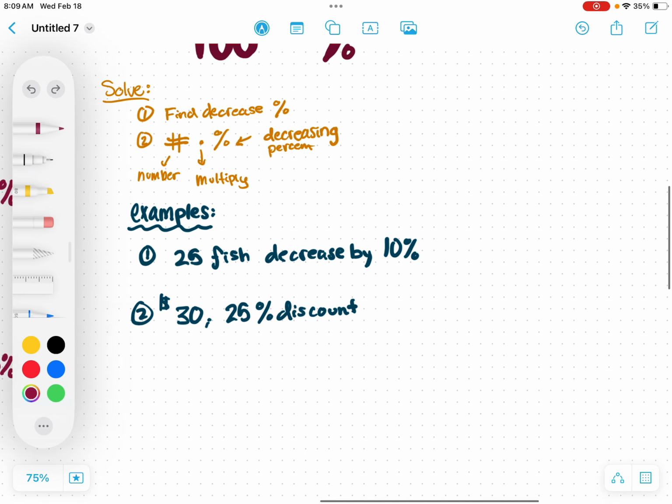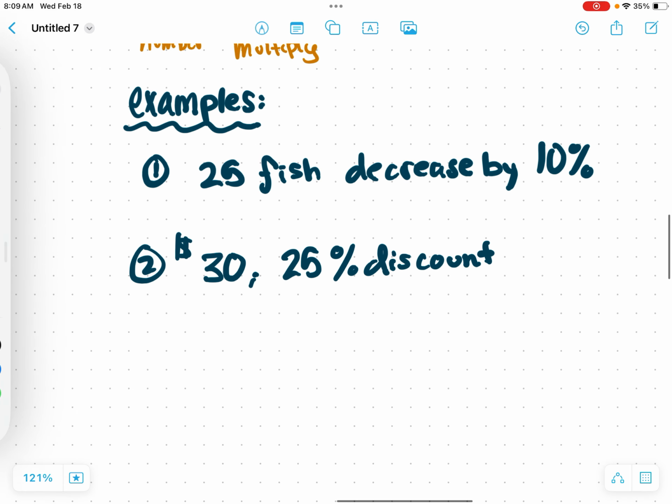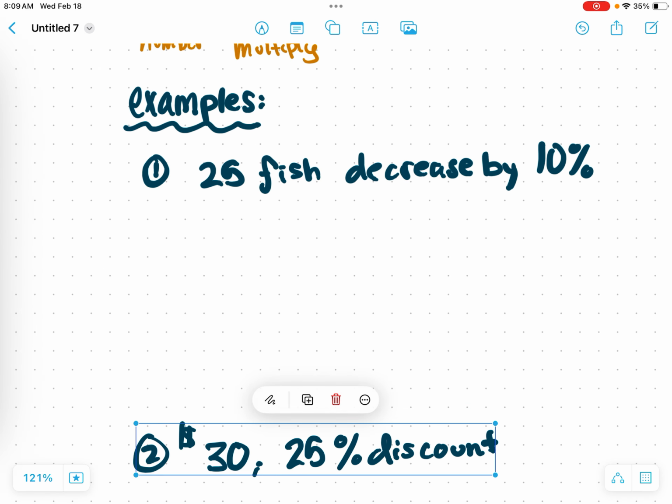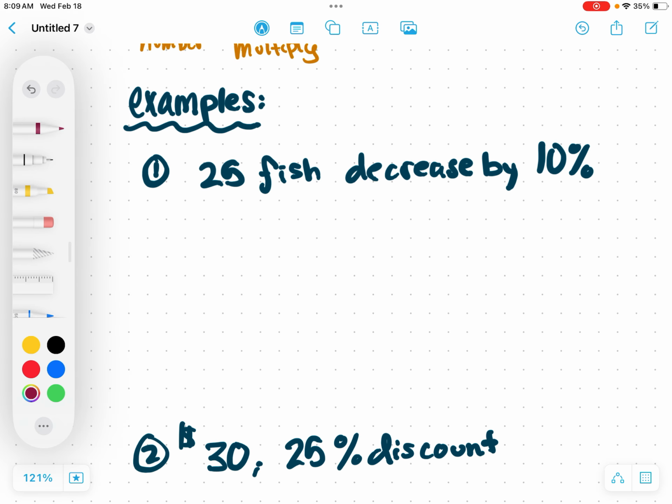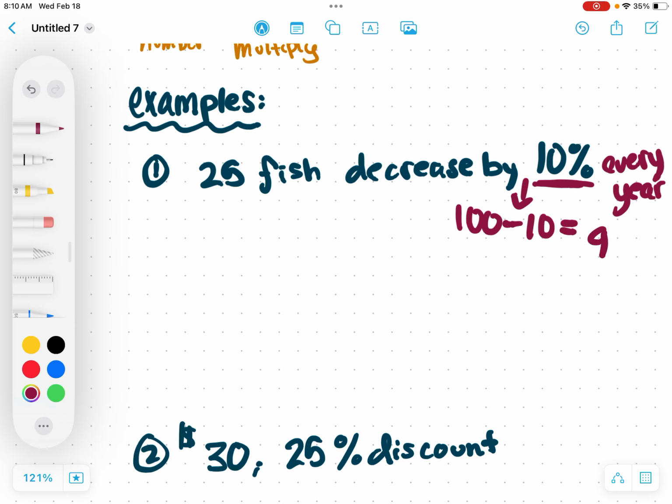Say we have a population of fish. We have 25 fish, and your population is decreasing by 10% every year. If it's decreasing by 10%, that means we're losing 10%. So we would take 100 and subtract 10%, which gives us 90. That means we have 90% of fish left. This represents how much fish we have left.